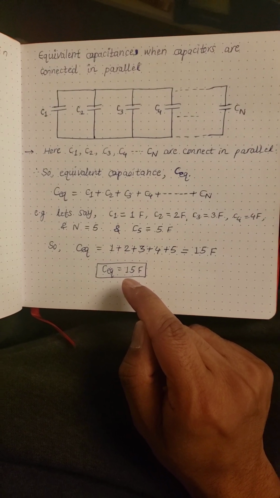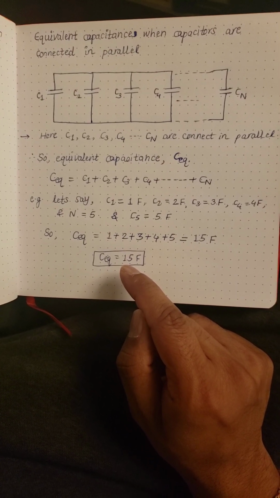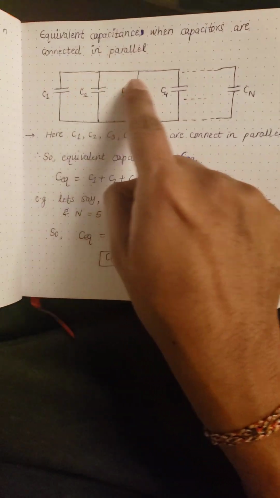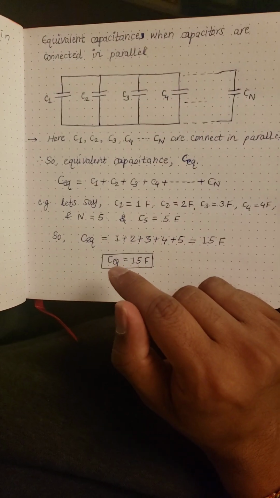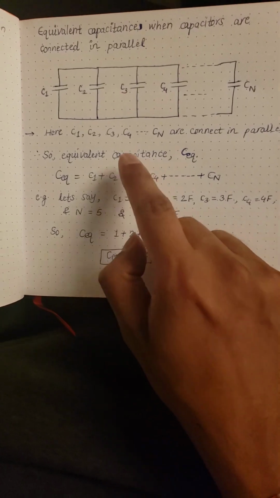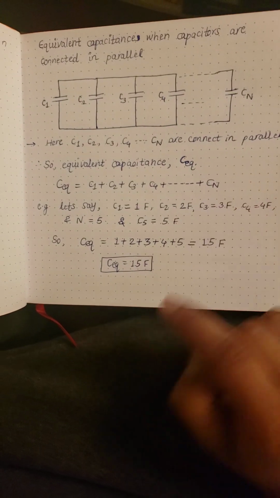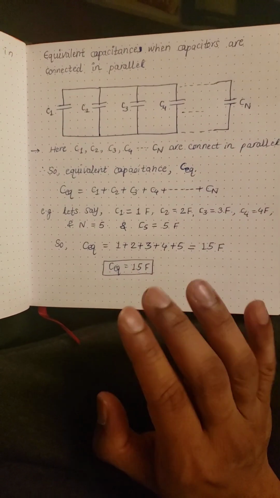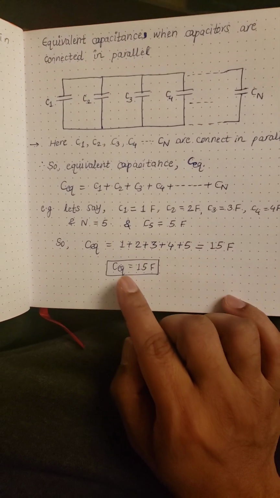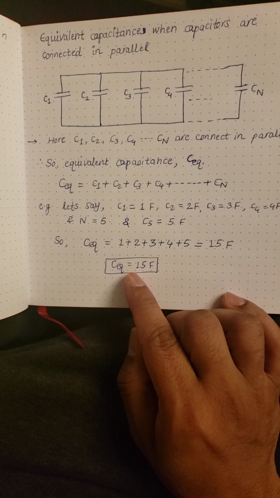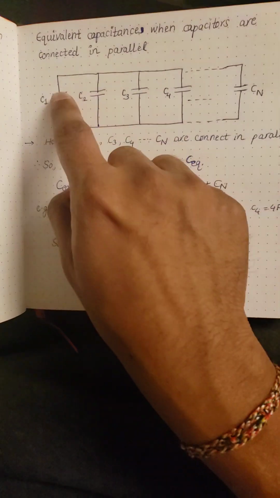So what you can conclude is, when capacitors are connected in parallel, the equivalent capacitance will be the algebraic sum of all the individual capacitances, C1 plus C2 plus C3 plus C4 plus dot dot dot Cn. And obviously, since this equivalent capacitance is the addition of all capacitances, the value of equivalent capacitance will always be higher than the maximum value of capacitance present in the circuit.